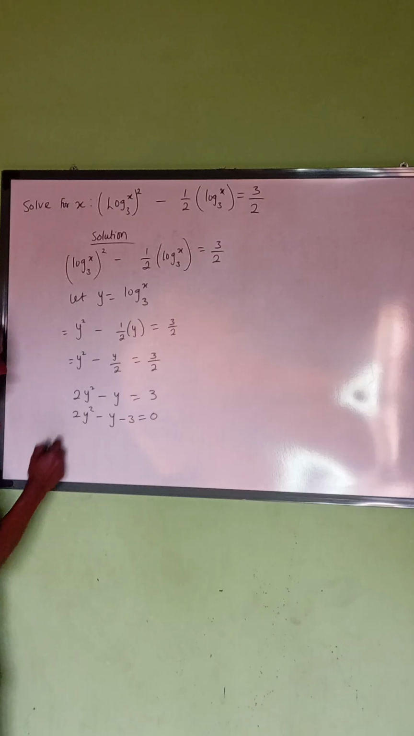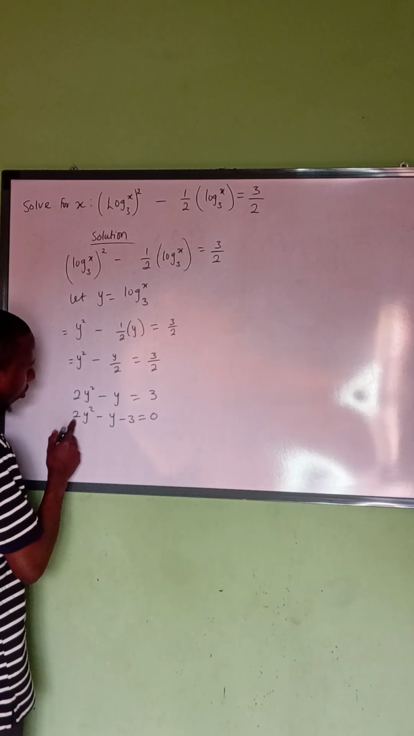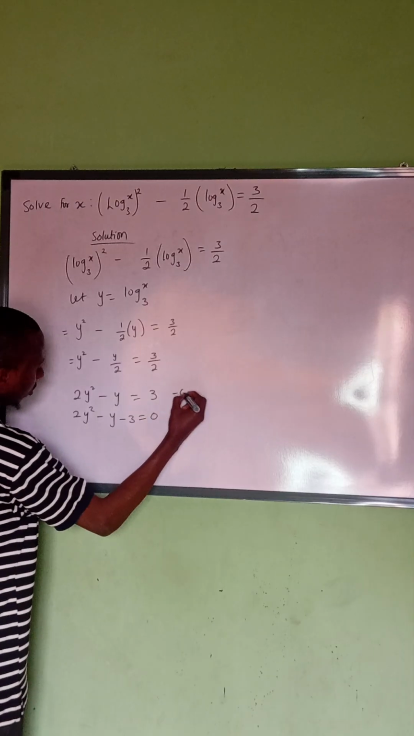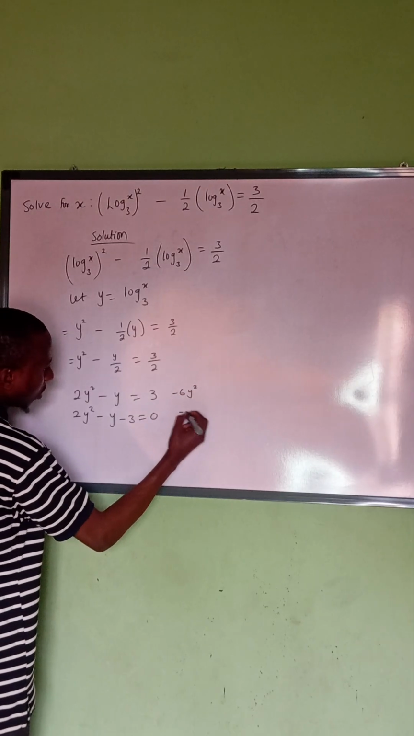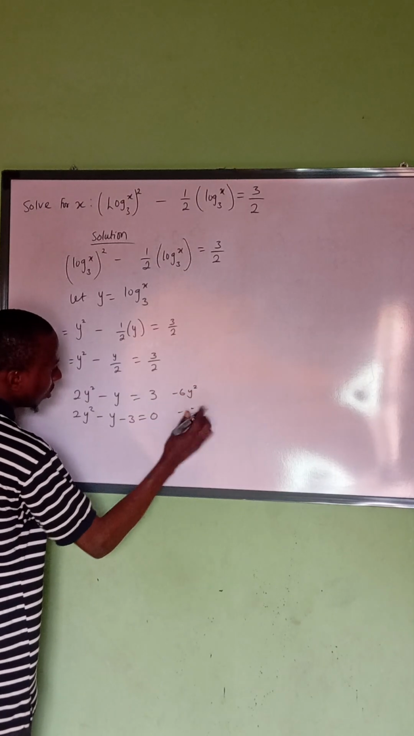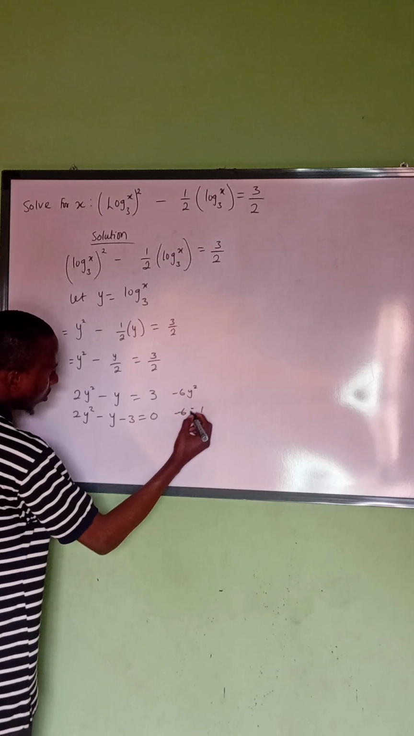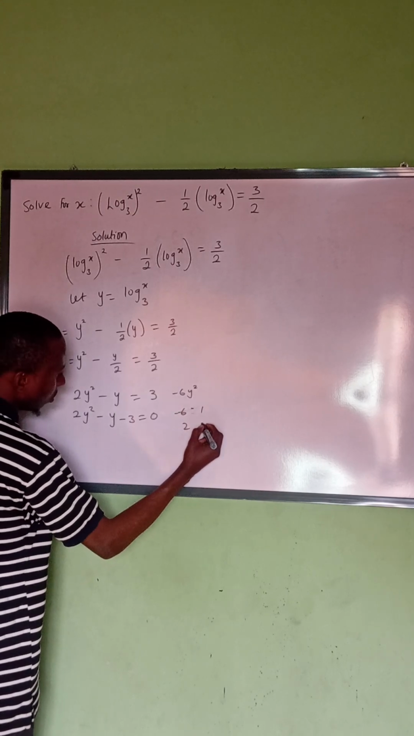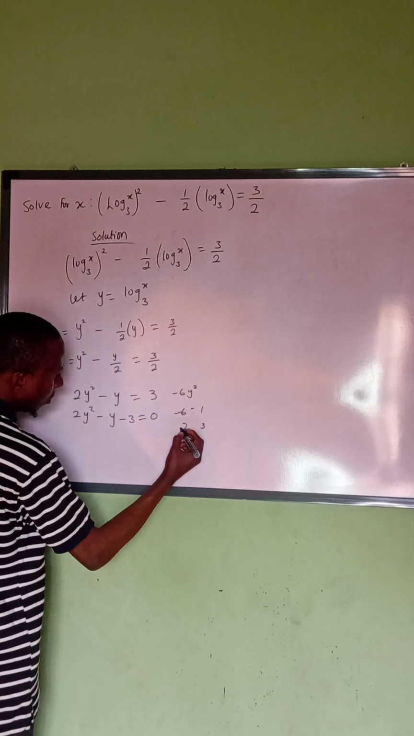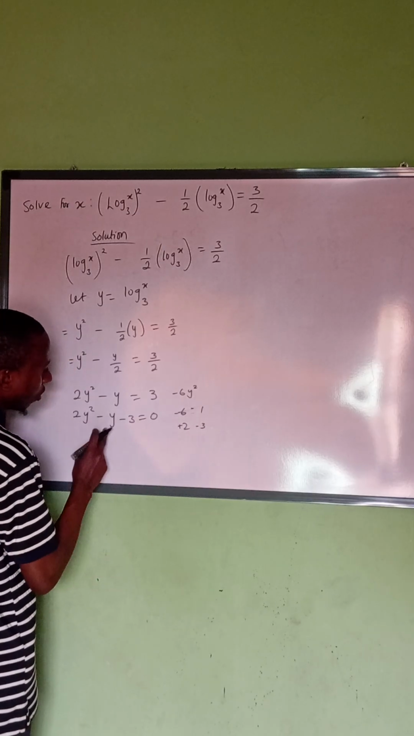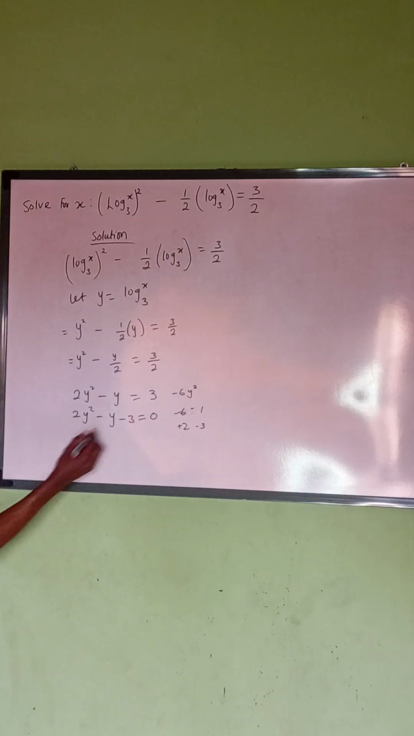Now let's factorize. This will be what? That will be minus 6y squared. So we have it as minus 6. That will be 6 times 1, which is minus 6. 2 times 3, which is minus 3 plus 2, will give us minus 1. So this will be our correct factor.